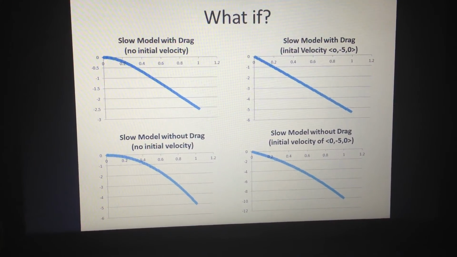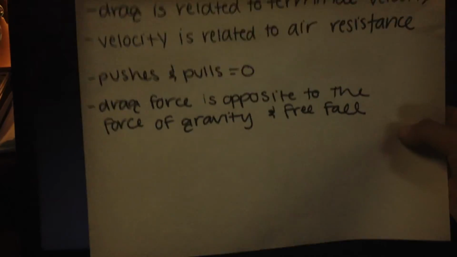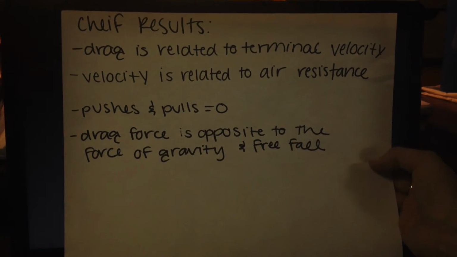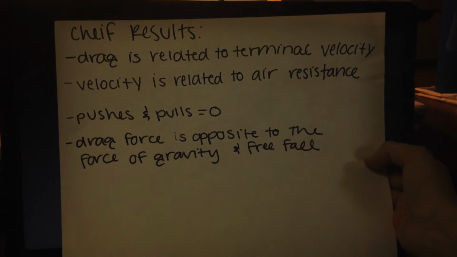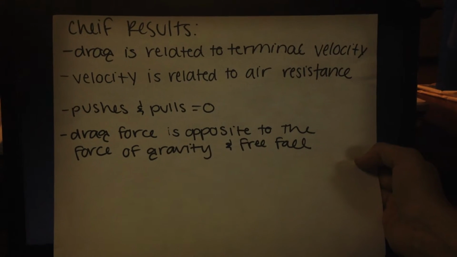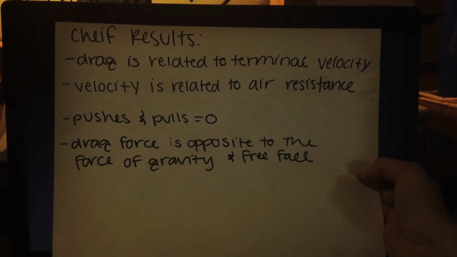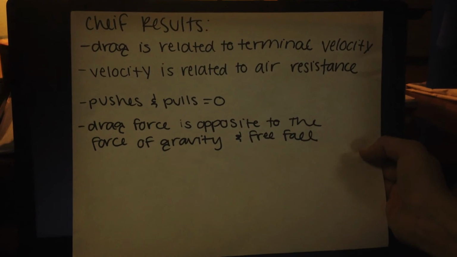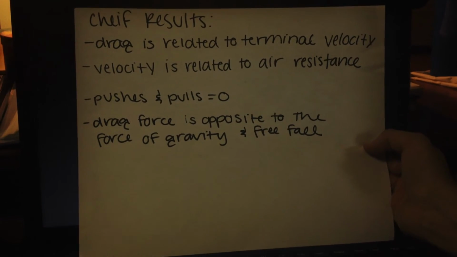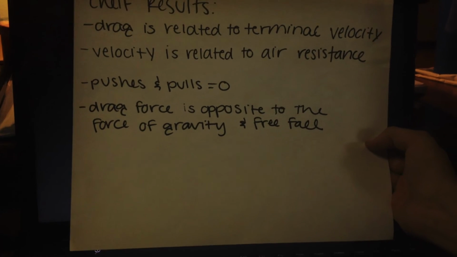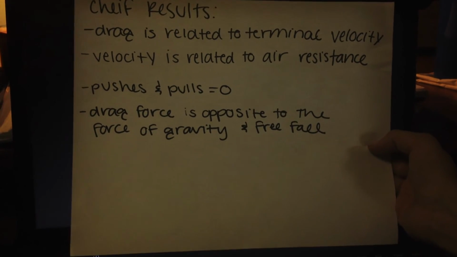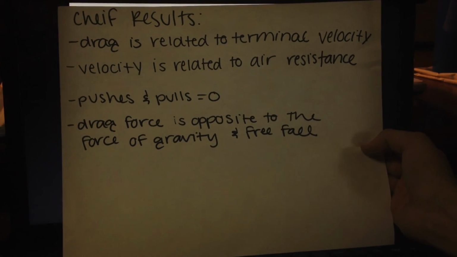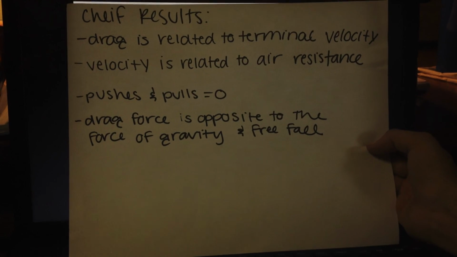Our overall results are that drag is related to terminal velocity because it is the reason for terminal velocity. Air resistance equals out with the gravitational force, causing drag, causing terminal velocity. Velocity is related to the air resistance because it is a force acting on the object when it's falling along with gravity. When there is a constant velocity, a terminal velocity, the pushes and pulls equal 0, the F net equals 0, and you have a constant velocity. And a thing to note is that drag force is always opposite to the force of gravity in free fall, and is the reason that we get constant velocity in objects falling.